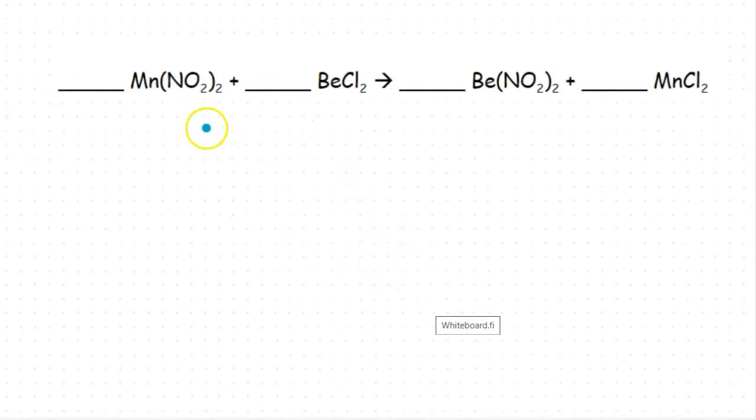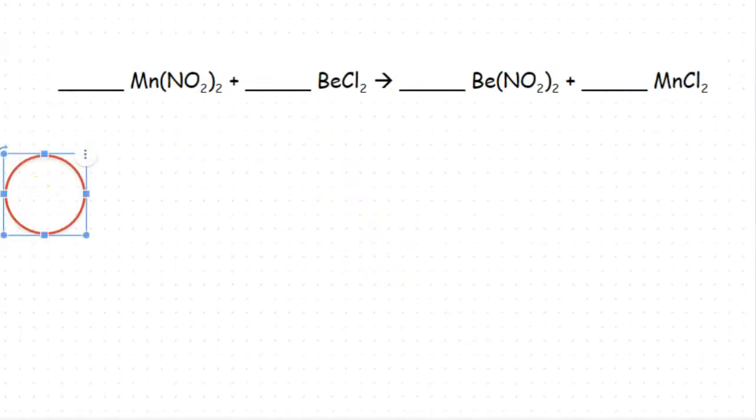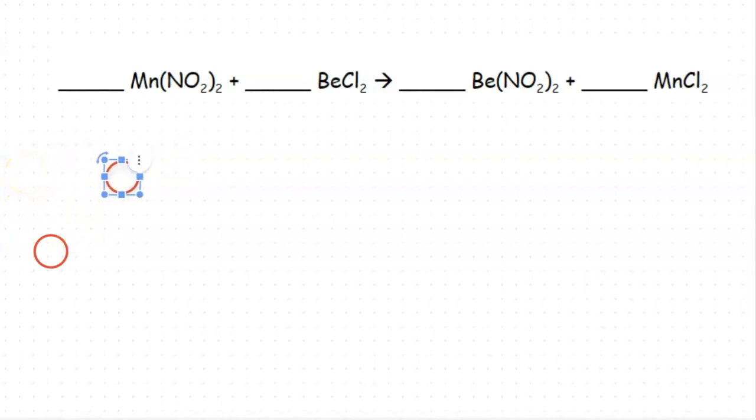This is another double replacement reaction, and I'm going to create a couple of circles here so that we can circle polyatomic ions when we find them. So I start to look, and I've got manganese nitrite, and I have my beryllium chloride. So when I look up here at my reaction, I can see that I've got nitrite, that's the NO2.